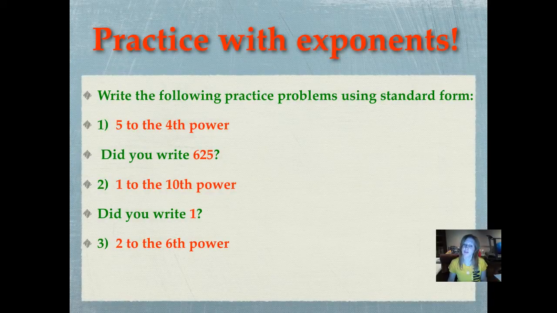Number 3, now write 2 to the 6th power in all the different forms. Push play when you're ready.